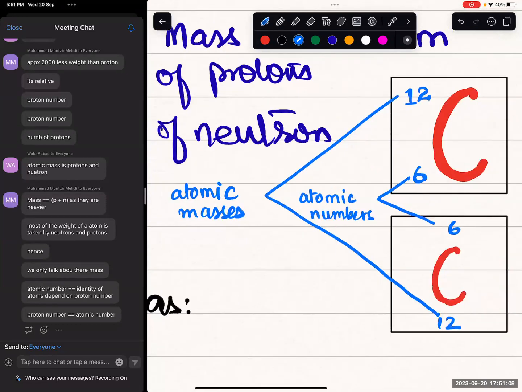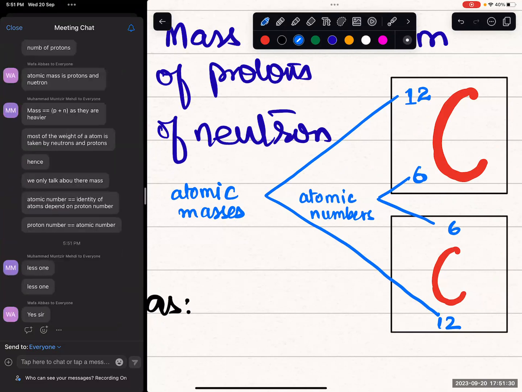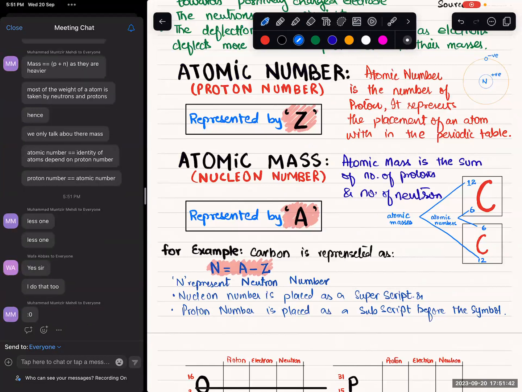All right. Are you guys good with this? When I was confused about what's atomic mass and what's atomic number, what I do is I always tell the students to just cover up this thing. The bigger number will always be the mass. The lesser one will always be the atomic number. The atomic mass can never be less than the atomic number. I hope you guys understand this thing.